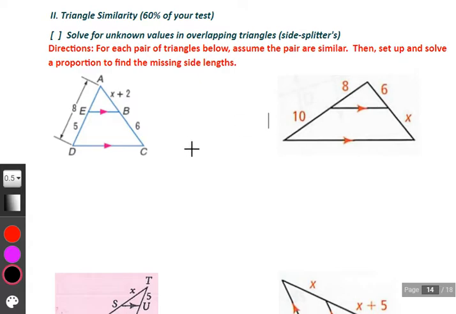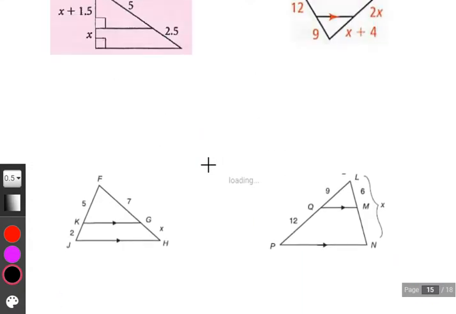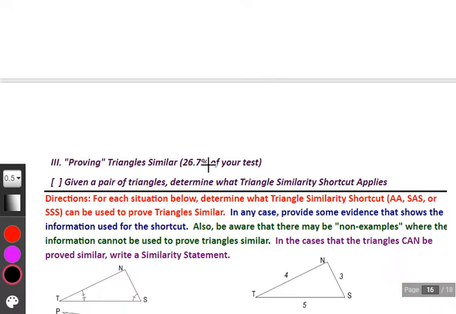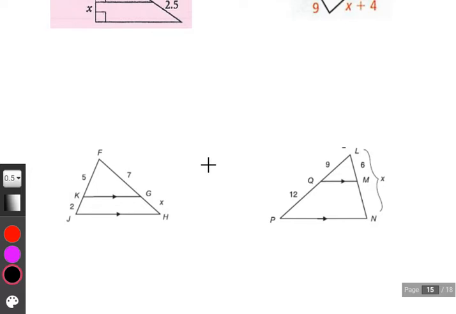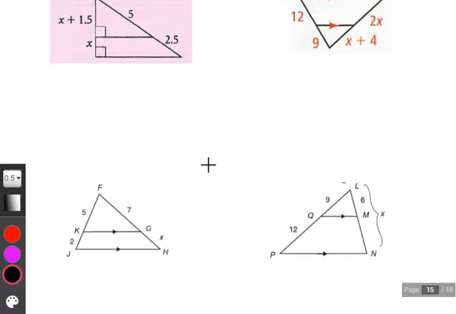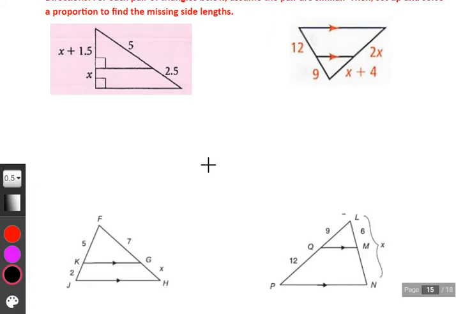So we're going to now tackle solving overlapping triangles. Much in the same way you just saw in the last section, we're going to have to recognize, one, that we do have two triangles here. That's a big thing. But then two, we're going to have to force ourselves to see the proportionality of sides.